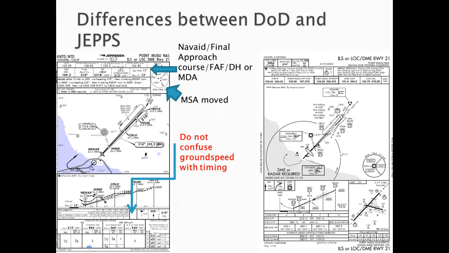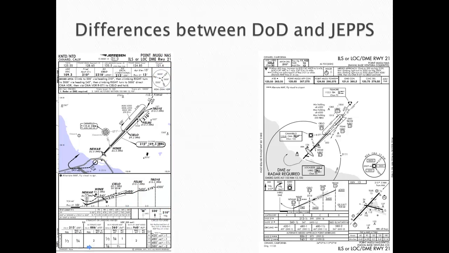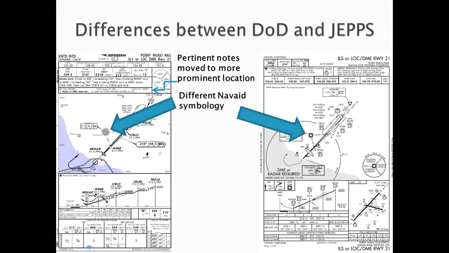You can find the timing to the missed approach point just below the profile view. Also note that the missed approach point instructions are below the profile view as well. Other differences you may notice is that the pertinent notes have been moved to a more prominent location. As previously briefed, you will notice that the nav aid depictions are different on DOD and Jeppesen products.